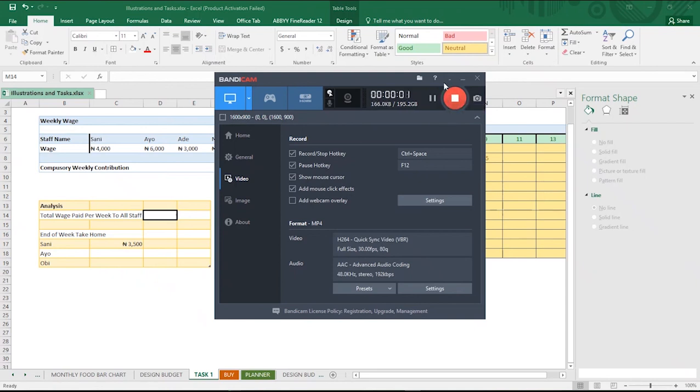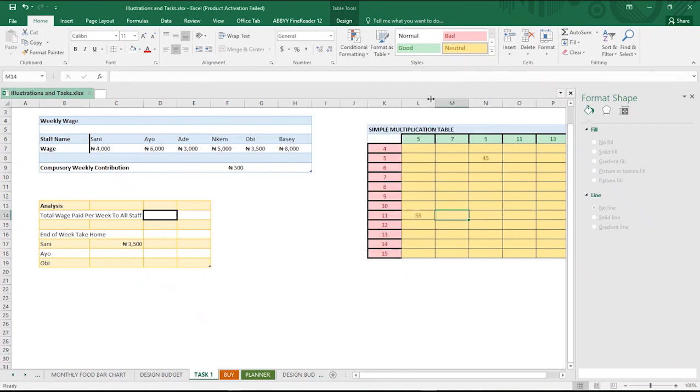So here we are. In order to better understand the little that I've done so far, this simple task will help us even as we prepare for the next class. So here we have our weekly wage for some staff in a particular company. I don't know what the company is.